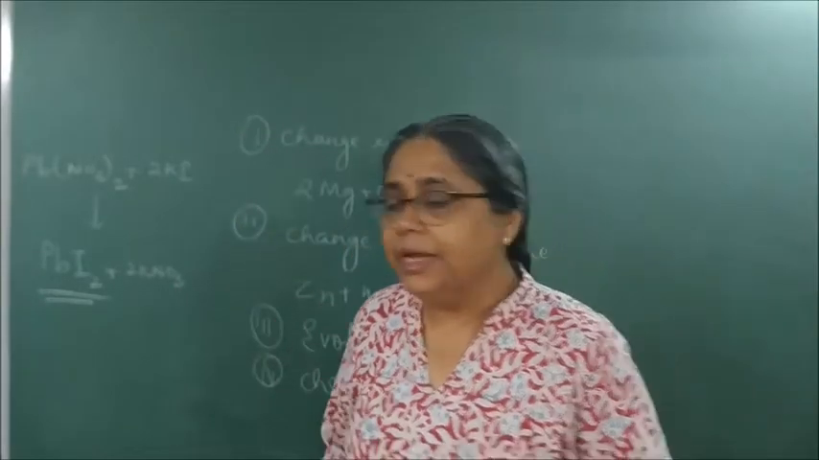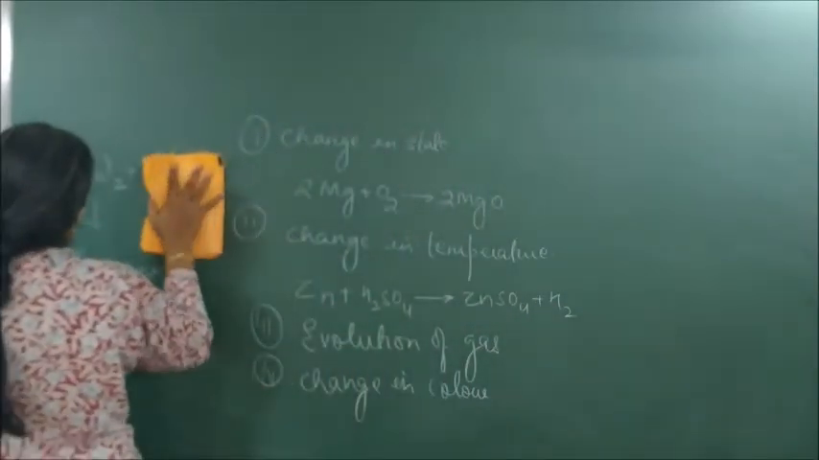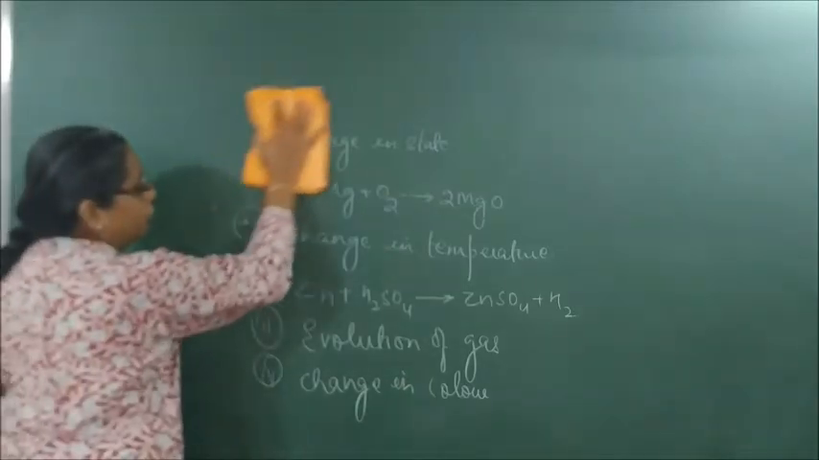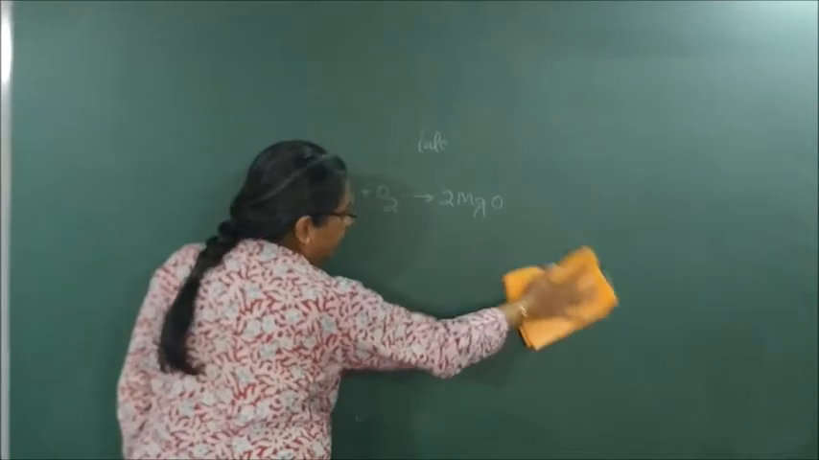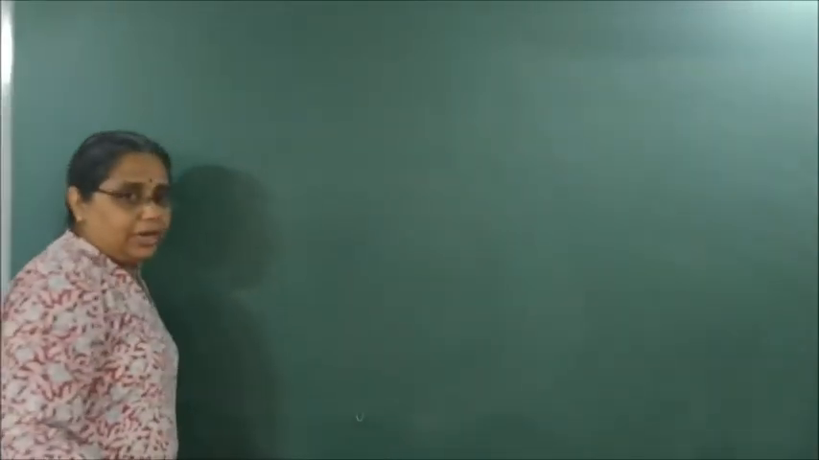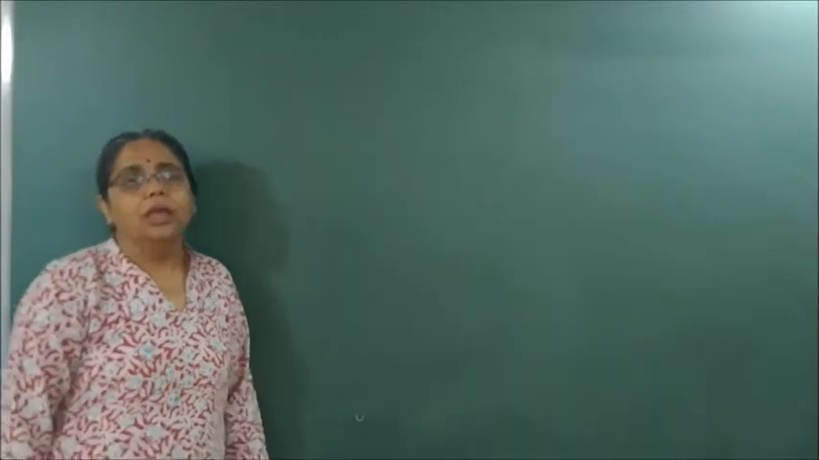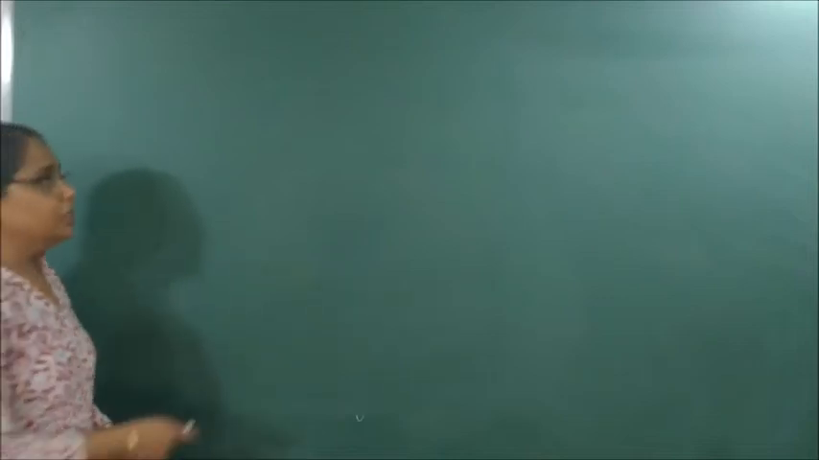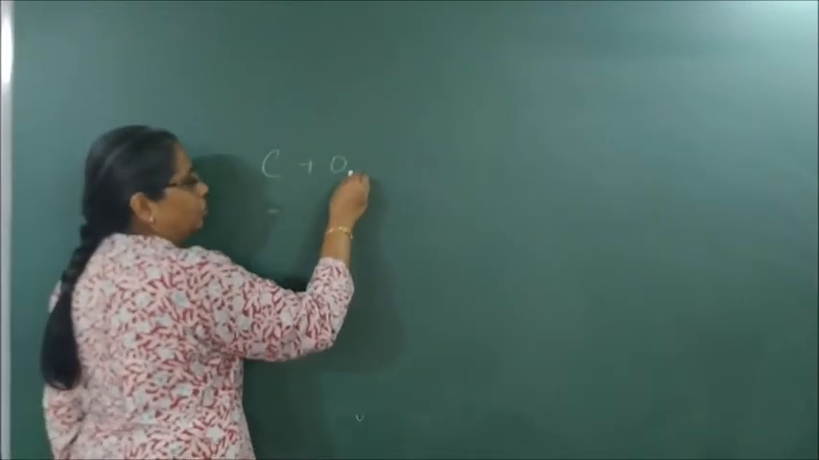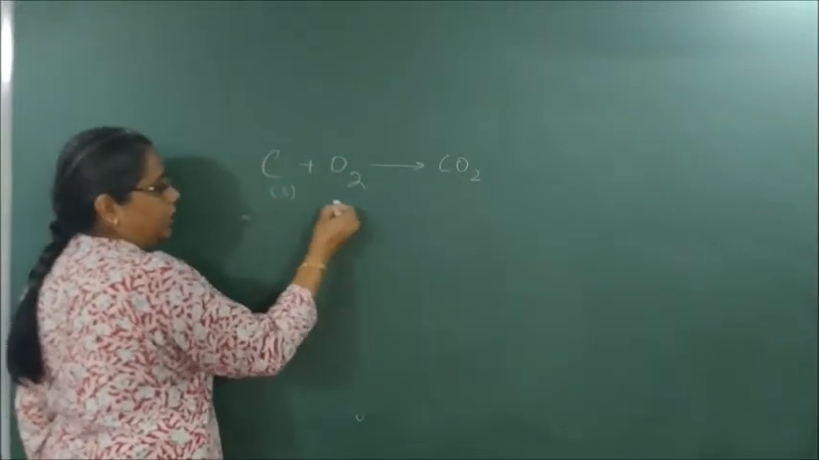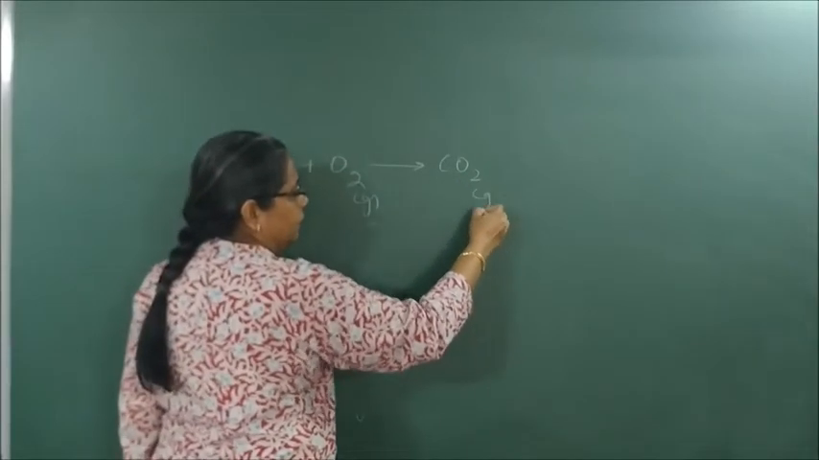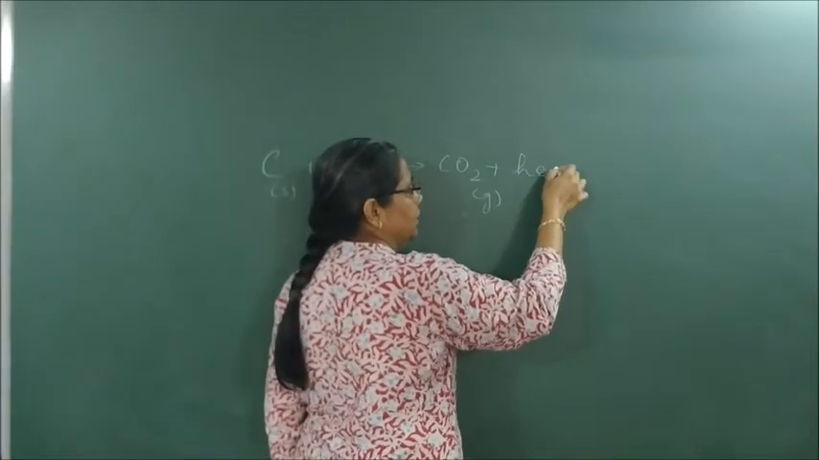Then we know how to write a chemical reaction. Whenever I am writing a chemical reaction, I should write the reactants on the left side and the products on the right side. I should always write whether it is an exothermic or an endothermic reaction. And also I should write the states of the reactants. Let us suppose I write C plus O2 gives CO2. So how should I write? C solid plus oxygen gas gives carbon dioxide gas plus heat.